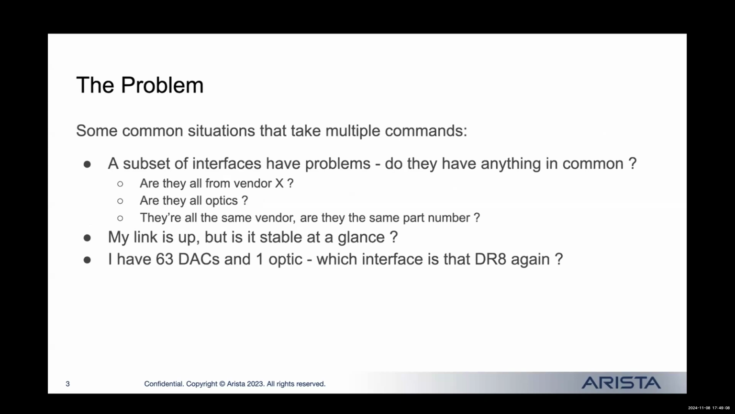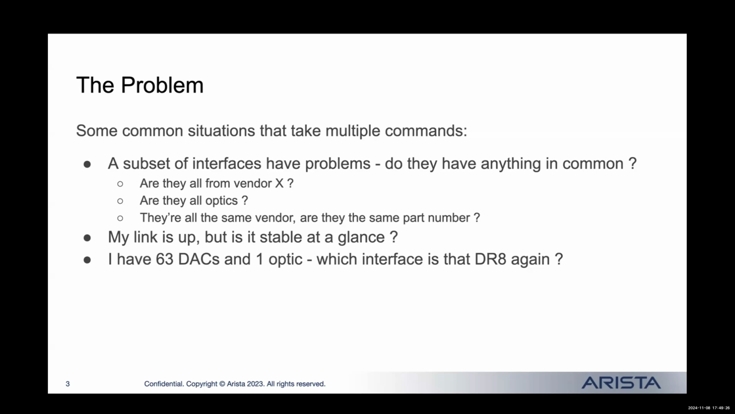Another scenario is my link is up, but is it stable? For example, show interface status is just a snapshot, but the link quality might be marginal and it could be flapping under the hood. And unless you go look in syslog and specifically seek it out, it could be tough to diagnose problems just from that command alone.